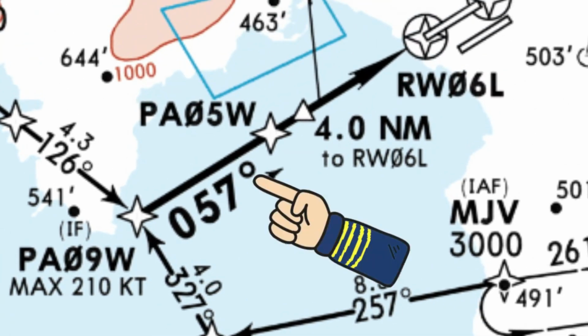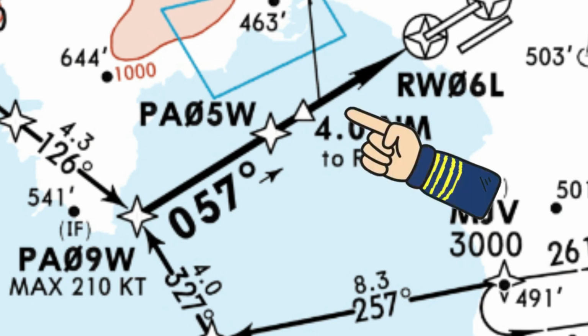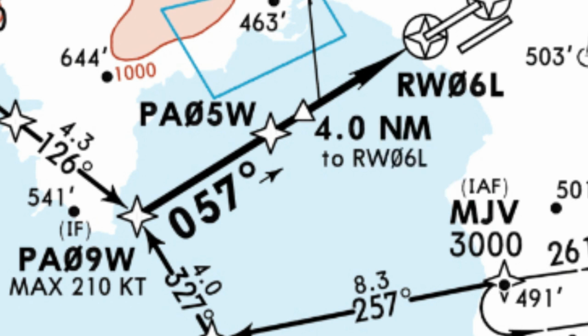Transitioning from Papa Alpha 09 Whiskey to Papa Alpha 05 Whiskey, your RNP will be decreasing to the RNP approach. So it will be a gradual reduction of the protection area from 1 to 0.3 nautical miles. From Papa Alpha 05 Whiskey to the minima, you will be in RNP approach. This means 0.3 or less depending on your navigation system, and in the case of this LPV approach it means that the RNP will be decreasing during the approach itself.